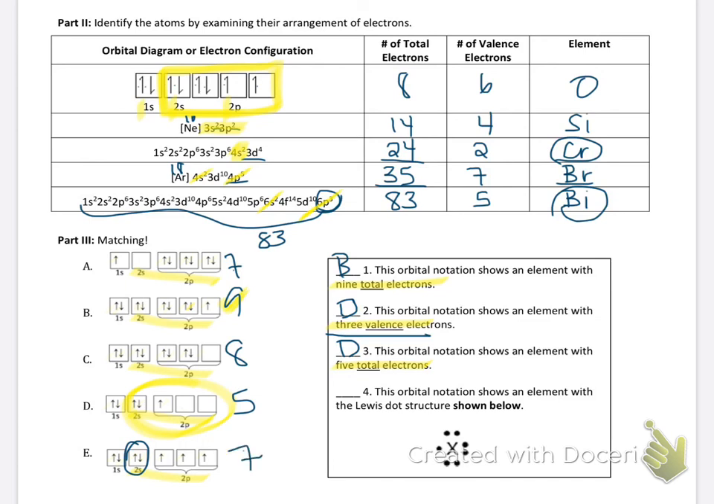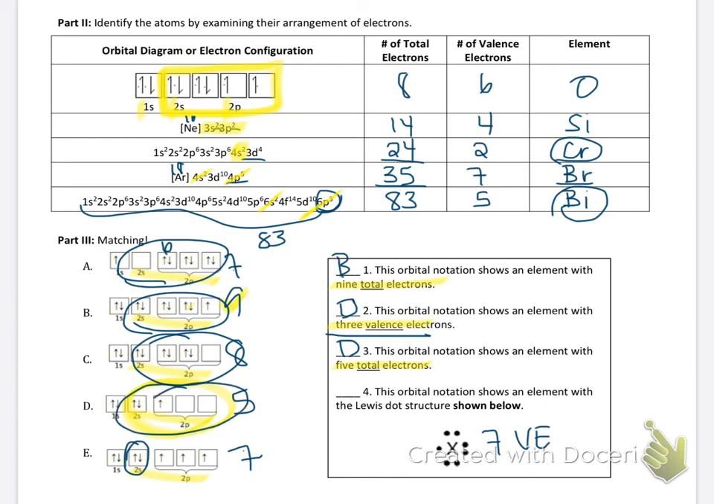All right, lastly, we want to know what is represented by this Lewis dot structure in number 4. Lewis dot structures, remember, tell us the number of valence electrons. So we want something then with 7 valence electrons. Again, valence electrons are in the 2nd energy level, so this has 6 valence. That has 7. This guy has 6. This guy has 3 again. And here we have 5. So 7 valence electrons would just be B.